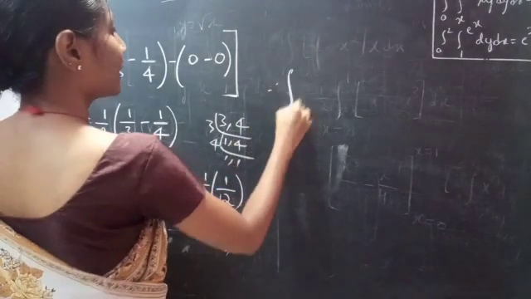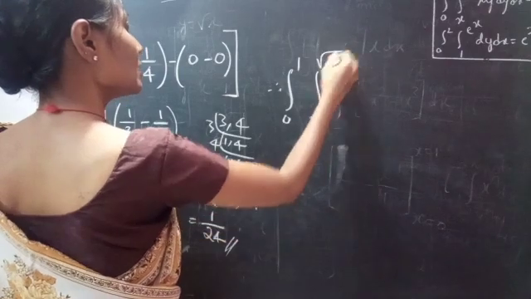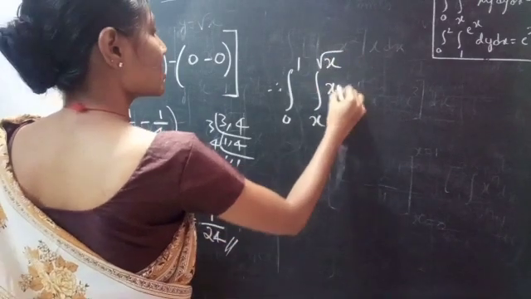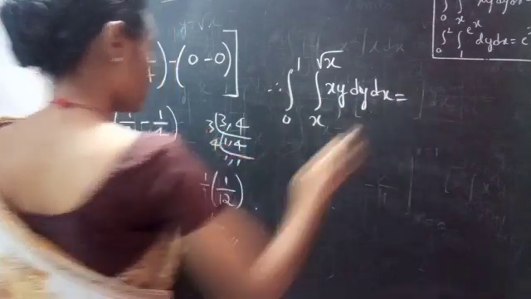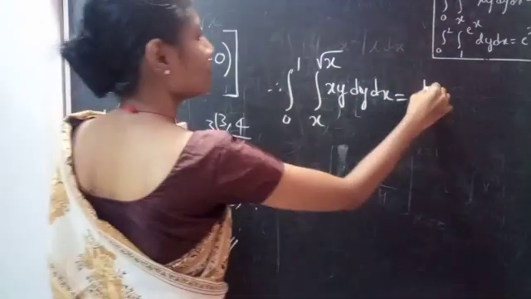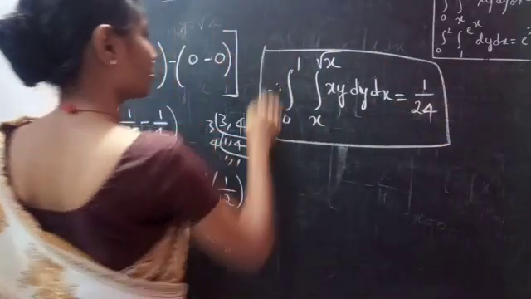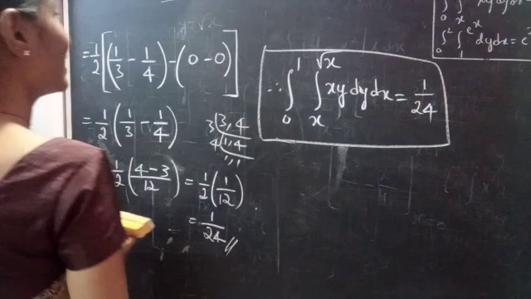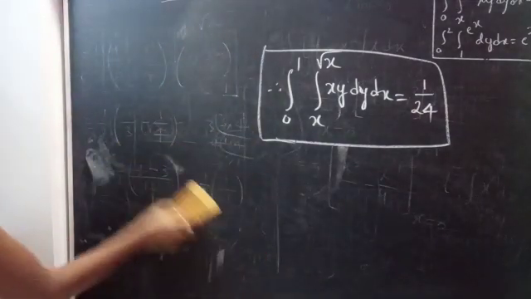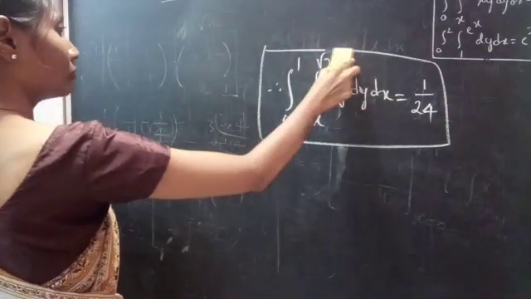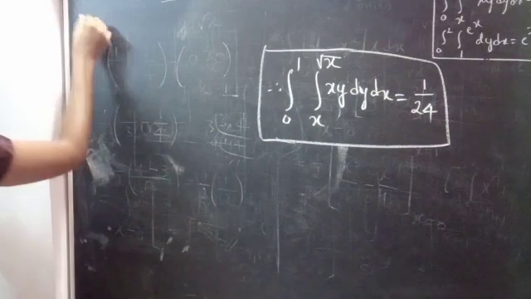Therefore, integral 0 to 1, integral x to root x, xy dy dx is equal to 1 by 24. Okay. So next problem. Next problem, second one.